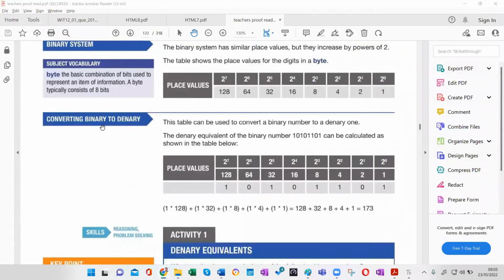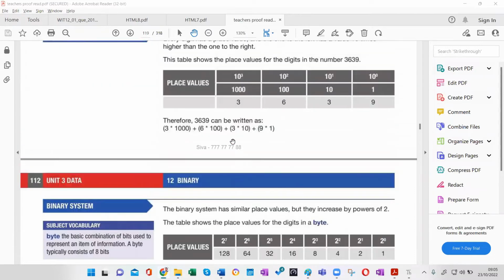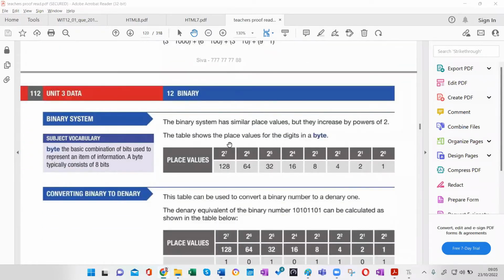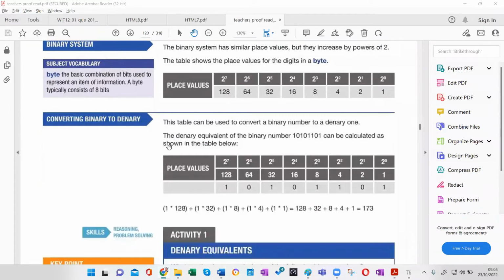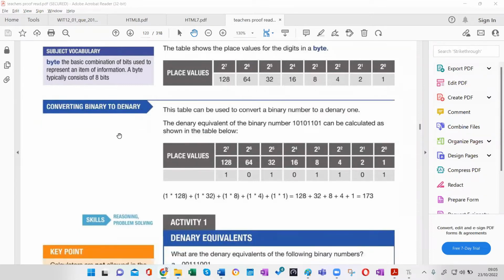Converting binary into denary. This is one of the most important questions that you will get: conversions. We saw the denary number system, we saw the binary number system, we know the place values. Now, how do we convert numbers between these two? For example, why do you want this? Inside the computer, you see ones and zeros.